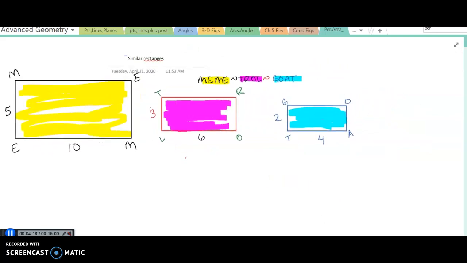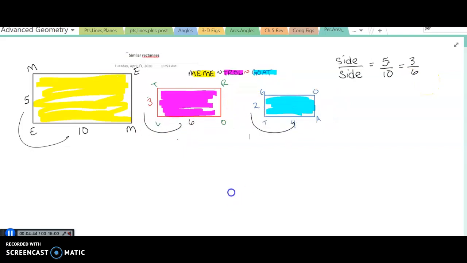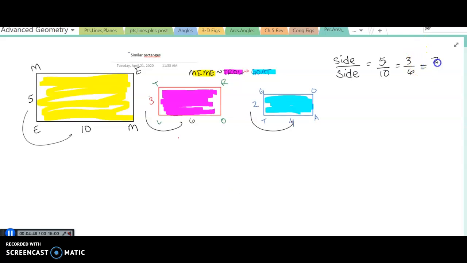Let's just recap here real quick. The side-to-side ratio on all of these: you can do it a couple of different ways. We'll say 5 is to 10, as 3 is to 6, as 2 is to 4. It doesn't technically matter if you compare two sides on the same shape or compare them on different shapes. It's all going to work out to be the same.